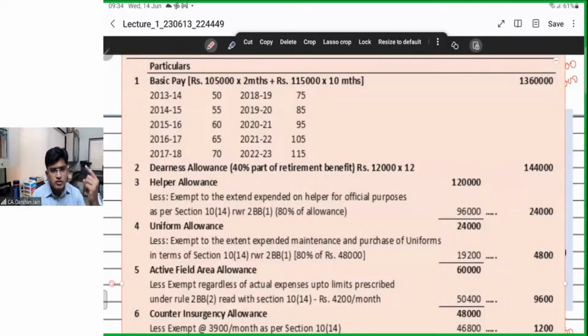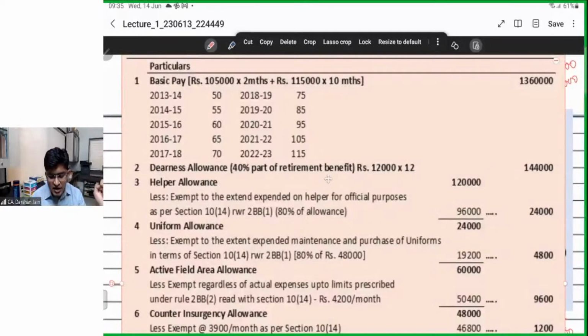So for the first 2 months, that is for the month of April and May, my pay is how much? 1,05,000. Post May, from June onwards, I get a salary of 1,15,000. So my total salary would be, look at this, 1,05,000 multiplied by 2 months plus 1,15,000 multiplied by 10 months. The total salary is going to be 13,60,000.